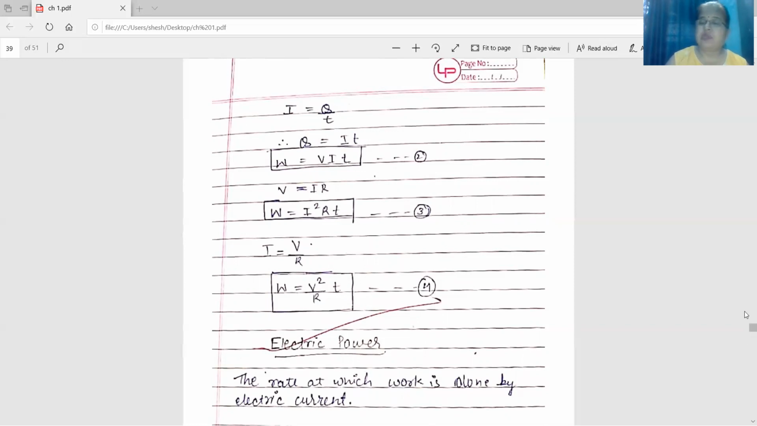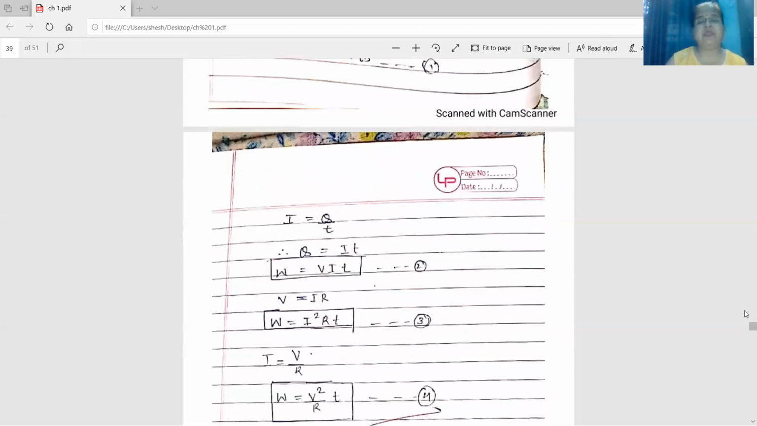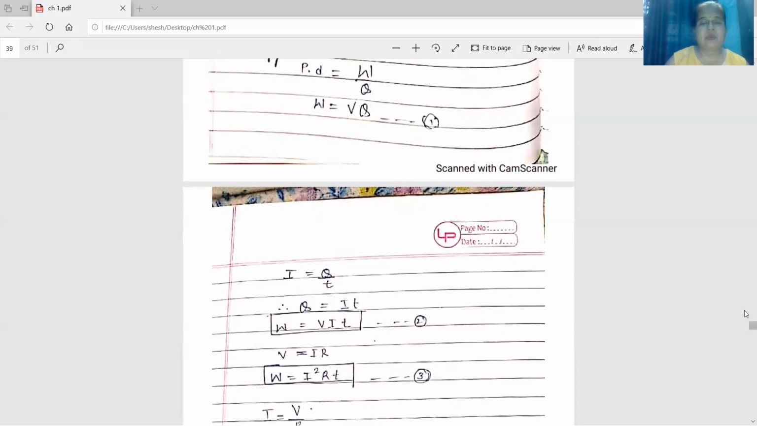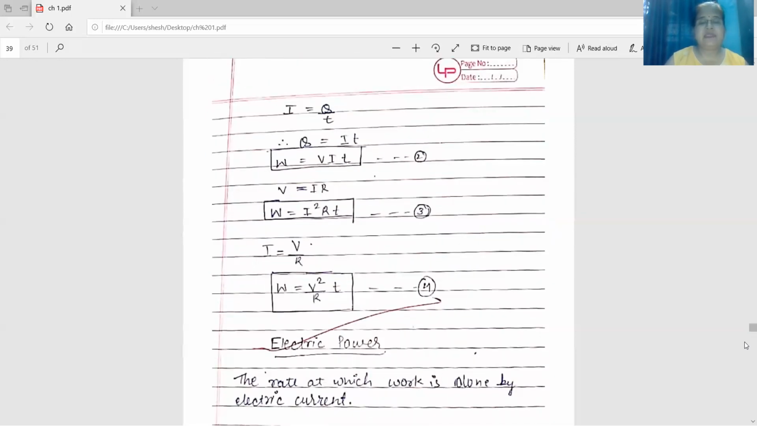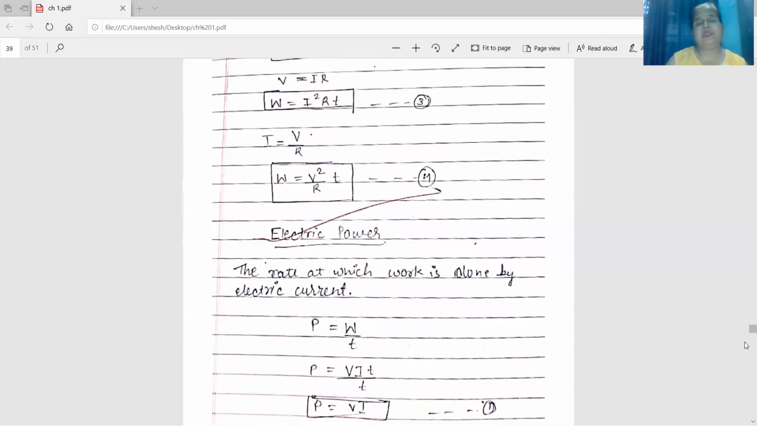So 4 formulas you are getting, and you will get numericals based on them. W is equal to VQ. It is equal to VIT. It is equal to I square RT. It is equal to V square by R into T. Let it be equation number 4.